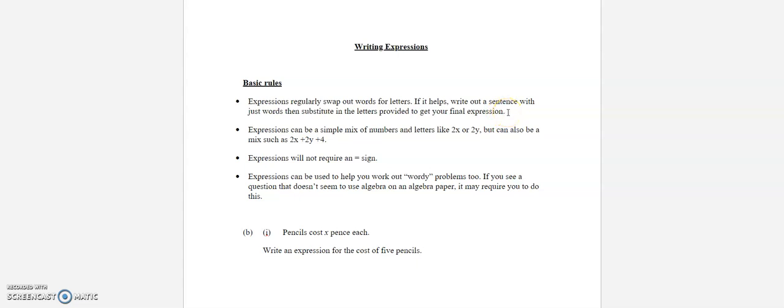That'll make a little bit more sense when I look at some of the questions for you. But some people prefer to write out in words first and then substitute in the algebra. So if that method works for you, then by all means use it.